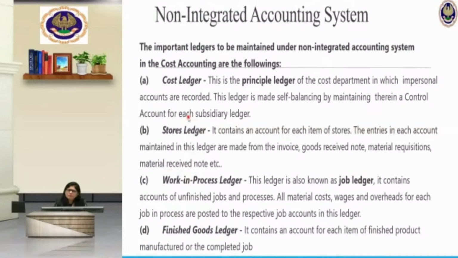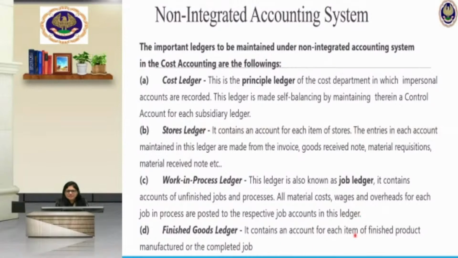The work in progress ledger is also a job ledger. As I told you, anything which is incurred on the production of a product, or basically for a job, everything is compiled in a work in process ledger. Material cost, wages, overheads for each job in process are posted to the respective job account.